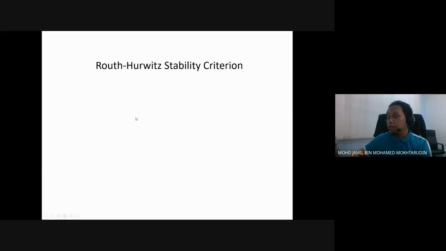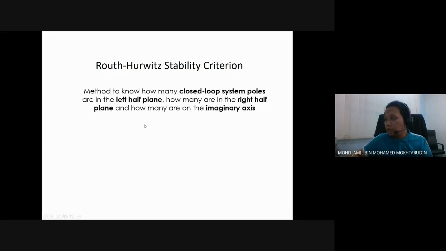So what is the Hurwitz stability criteria? Okay, so the Hurwitz stability criteria is basically a mathematical method to know how many closed loop poles are in the left half plane, how many are in the right half plane, and how many are on the imaginary axis. So let's say you have a transfer function that has a denominator that is very difficult to factorize.